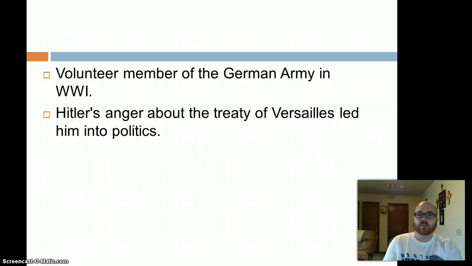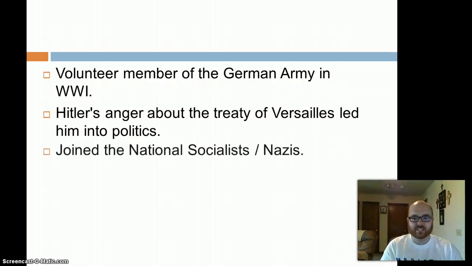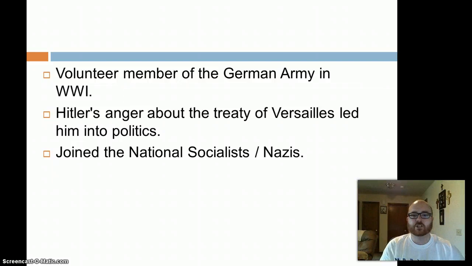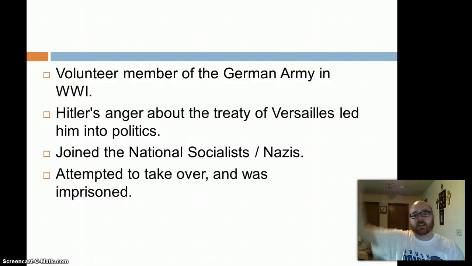Alright, he volunteered as a member of the German army in World War I and almost died, but he was saved by a member of the Allied forces. Being a nice guy, a humanitarian, he ends up saving one of the worst dictators in the history of the world. So Hitler's anger about the Treaty of Versailles led him into politics. He joined the National Socialist, the Nazi Party, and attempted to take over. Alright, and it's a beer hall coup.